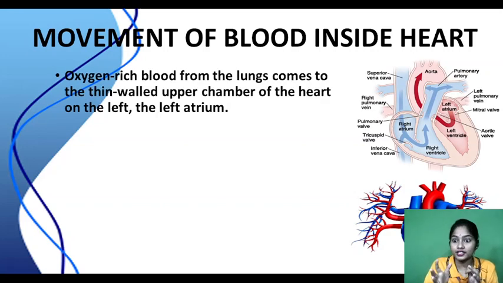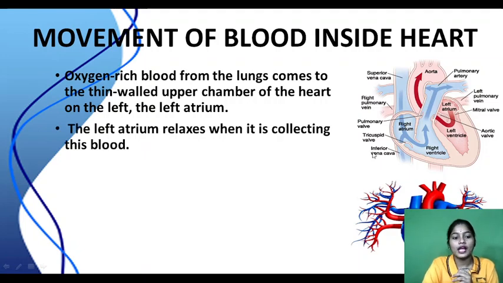Now, oxygen rich blood. Now, blood became pure, right? Oxygen rich blood from the lungs comes to the thin walled upper chamber of the heart, the left atrium. Can you see the left atrium? After that it will reach the left ventricle, and from there it will reach the aorta. See, when the oxygenated blood comes, the left atrium will expand.